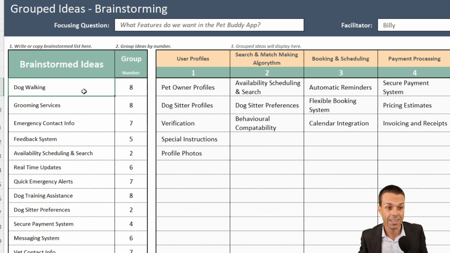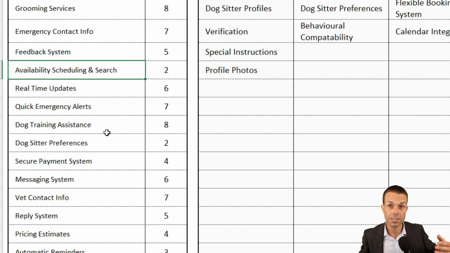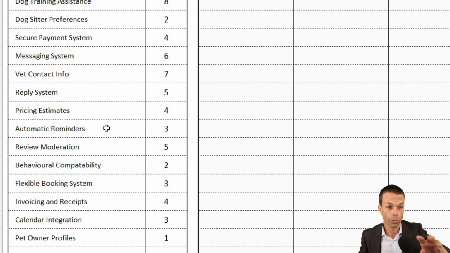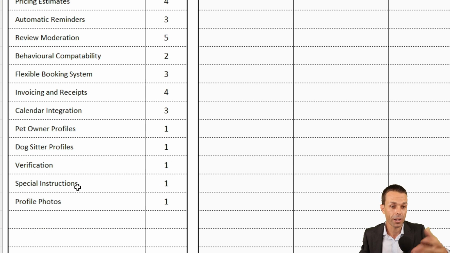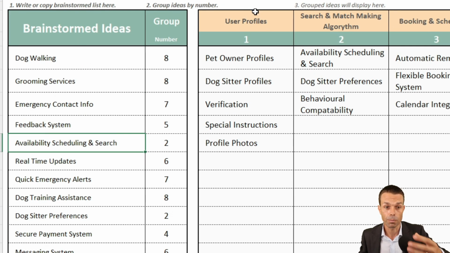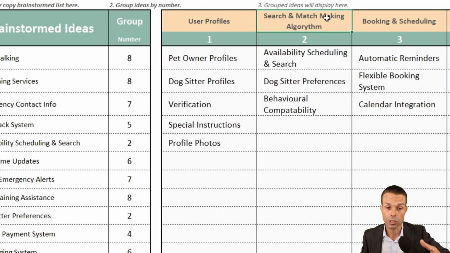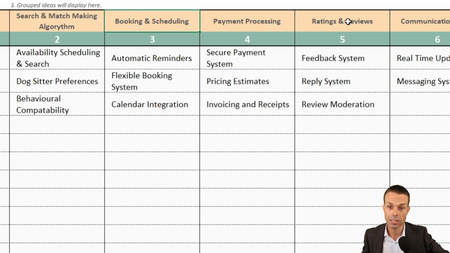So what we're going to do with our team is just write down all of the ideas that will meet the requirements that we need within the system that we're working with. So we've got our system design and our customer process. And here are all the ideas that our team are going to come up with. But we want to group them into different buckets. So we've got all of the user profile ideas, all of the search and matchmaking ideas, all of the booking and scheduling ideas, payment processing, ratings and reviews. So the team comes up with lots of different ideas, but we can group them together in those different buckets.